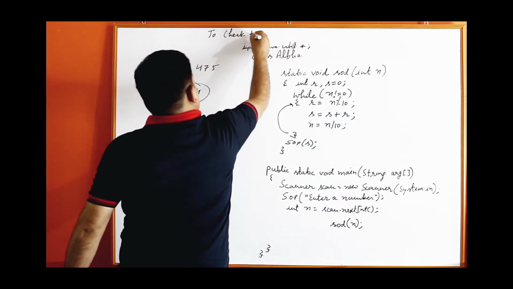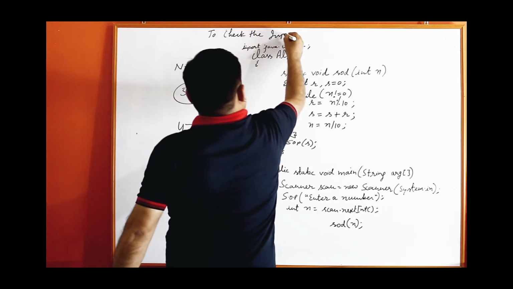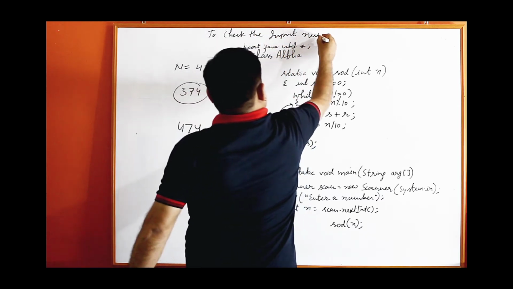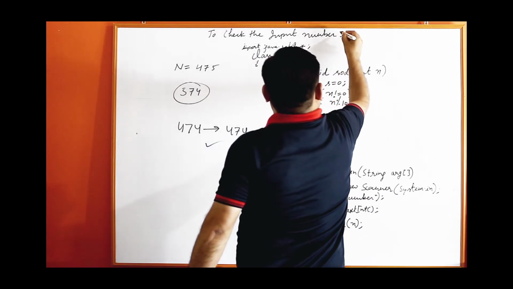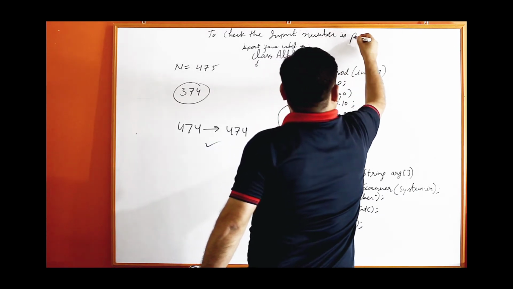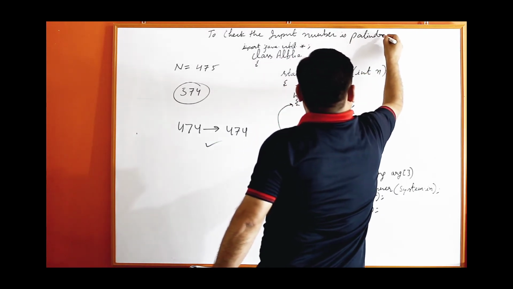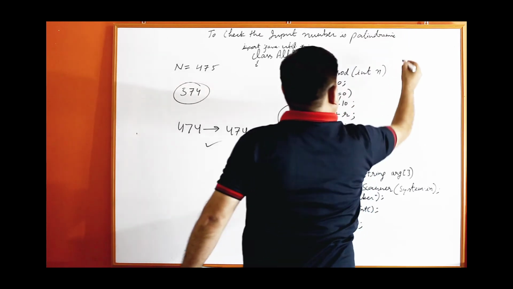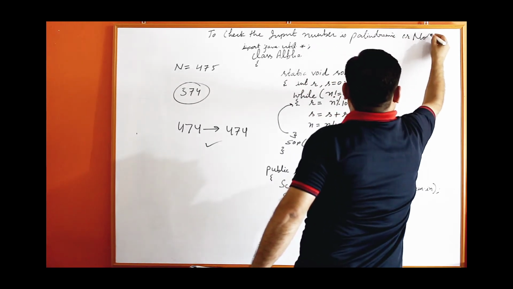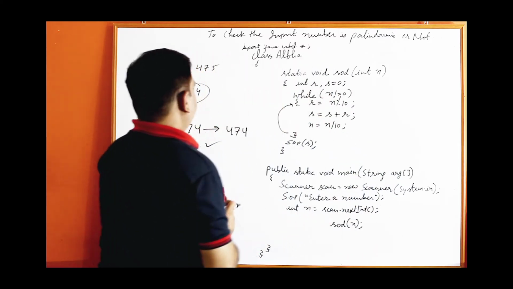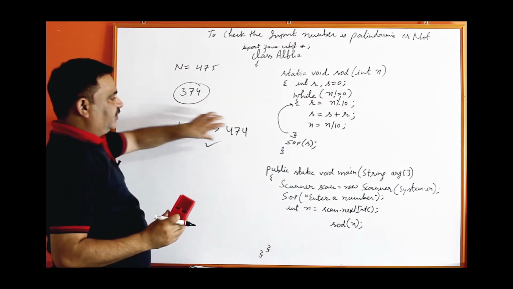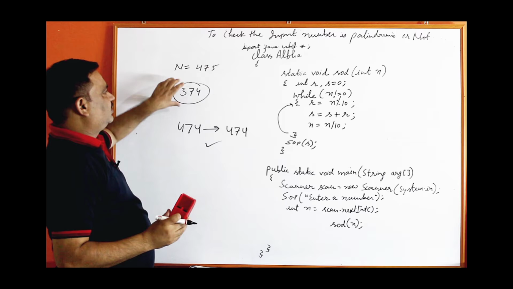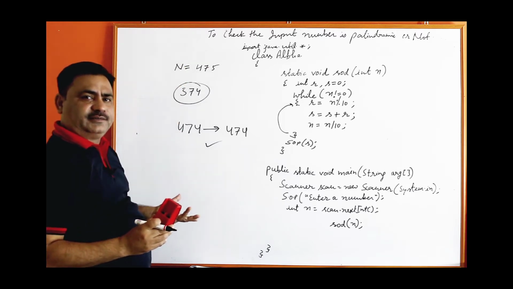So, the question is to check whether the input number is palindromic or not. If the reverse is the same, the number is palindromic. If the reverse is not the same, the number is not palindromic.